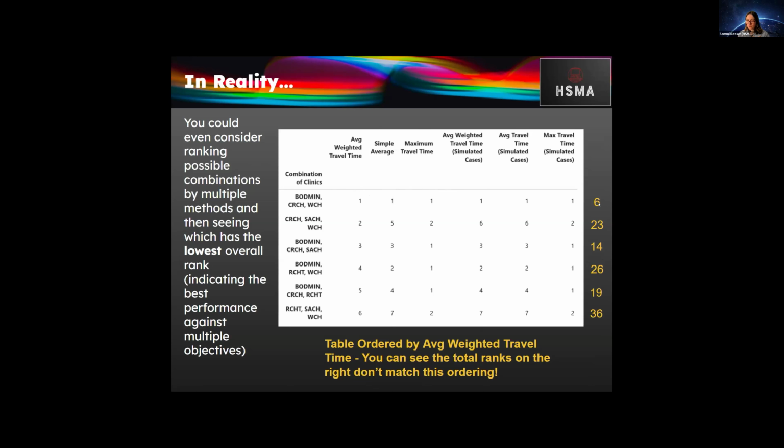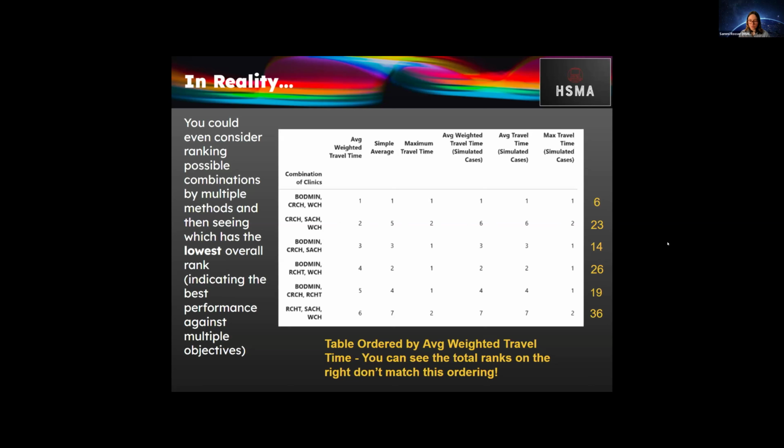And then we can actually start to add up these ranks and give you a little bit of an idea of, well, even though we've ordered this particular table by the average weighted travel time, with the lowest average weighted travel time first, the second lowest second, and so on, if you look at this one across all of the different things that we're measuring, it's not actually the second best. It drops down the table quite significantly. This is a sum of the ranks.